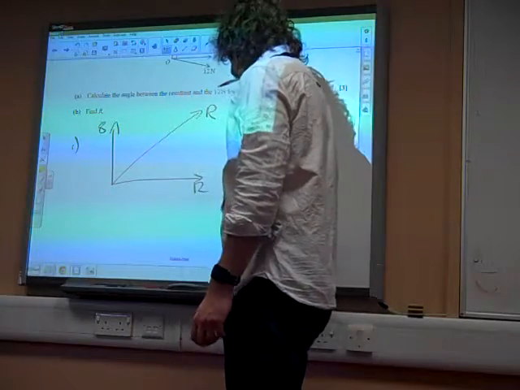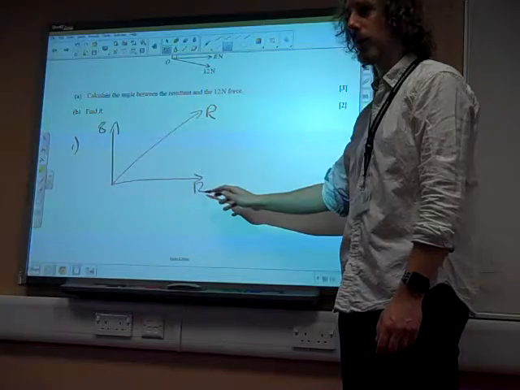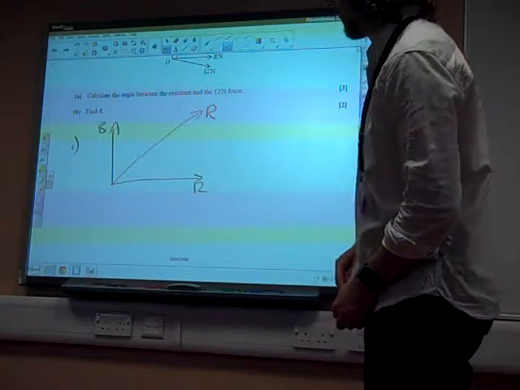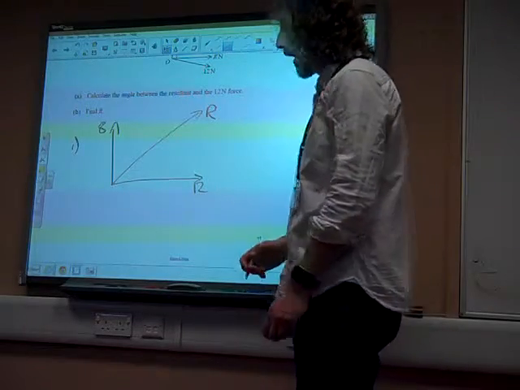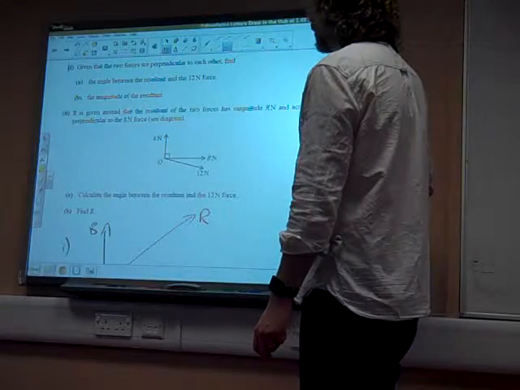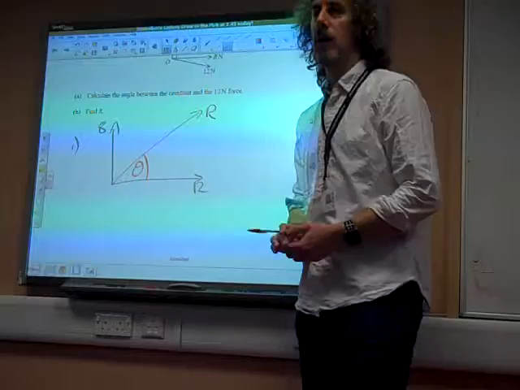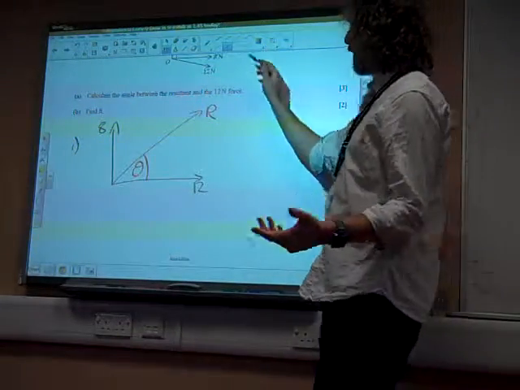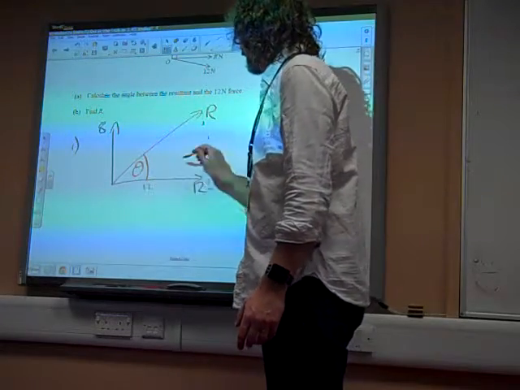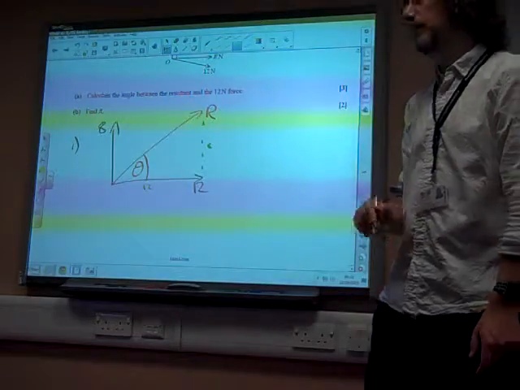There it is. That was meant to be a straight line. Oh, that says R. That says 12. Just noticed that we have some issues with the way that things have come out there. And we're looking for the angle that the resultant makes with the 12 Newton force. So we're looking for this angle here, aren't we? And so we've got a lovely little right-angled triangle where we've got a distance of 12 and a distance of 8. And so we're going to do our calculations with that.